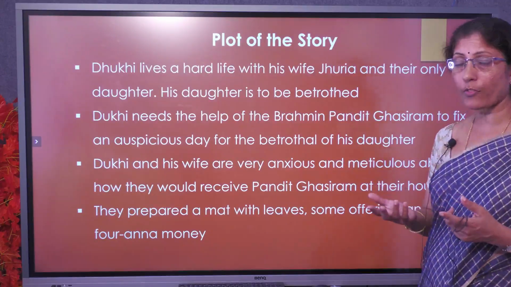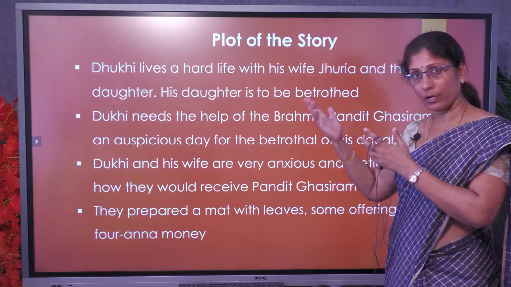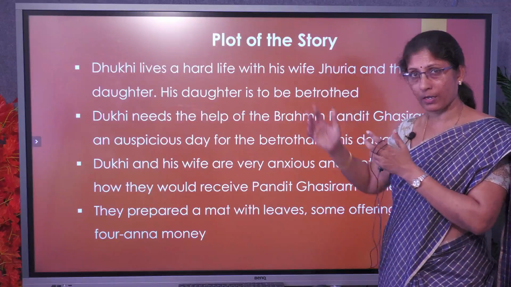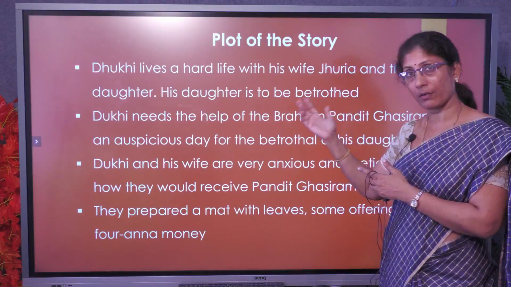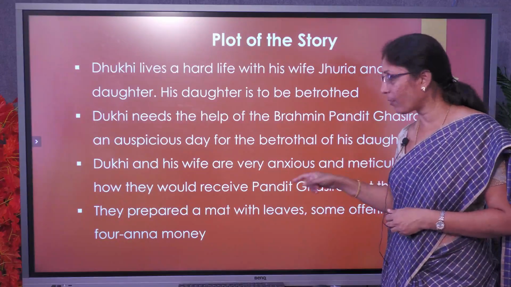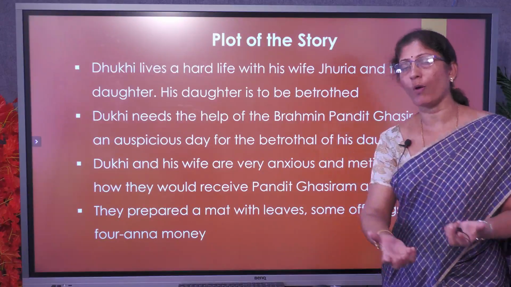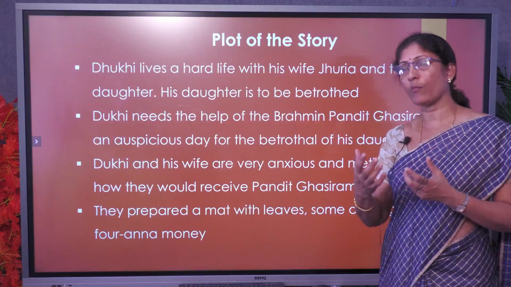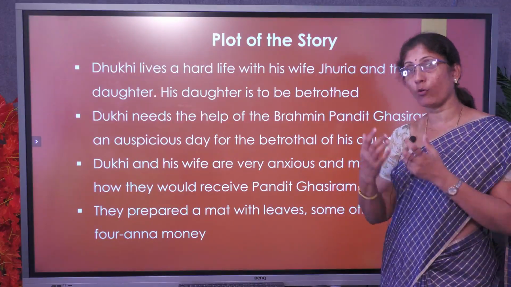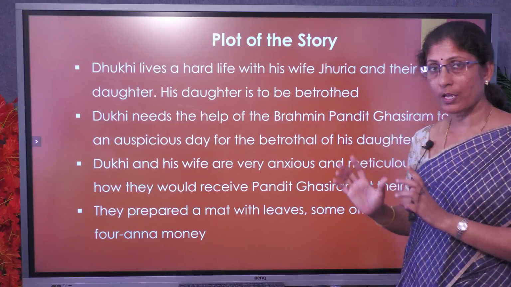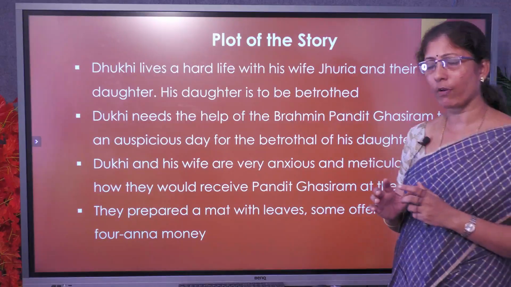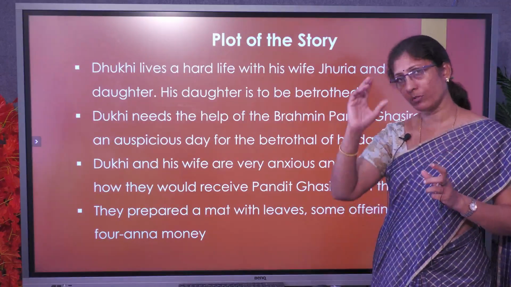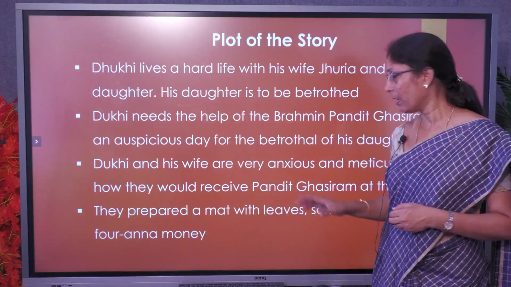Actually, they are not bothering about the daughter's marriage itself, but they are more worried about how to welcome Pandit Gasiram, what treatment to give him, what to offer him, and how to make him comfortable. That's their main worry. They have a lot of gratitude towards the higher caste people.